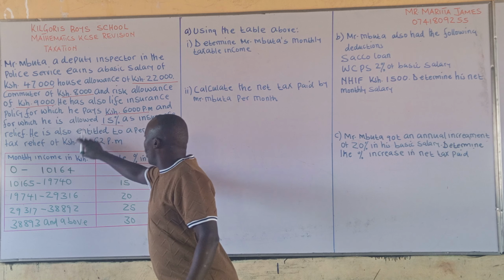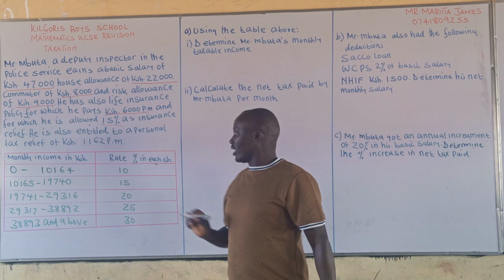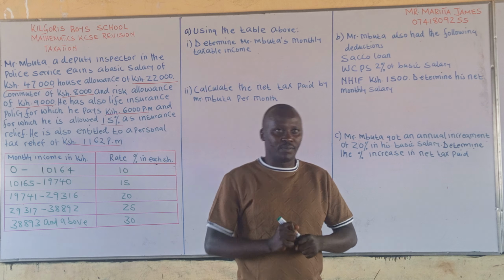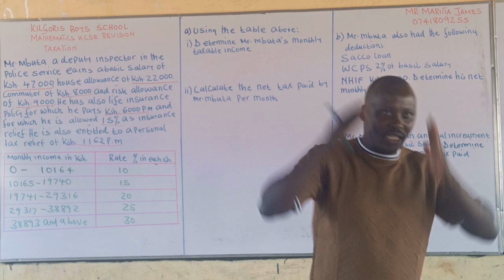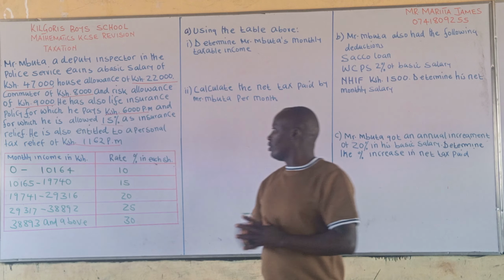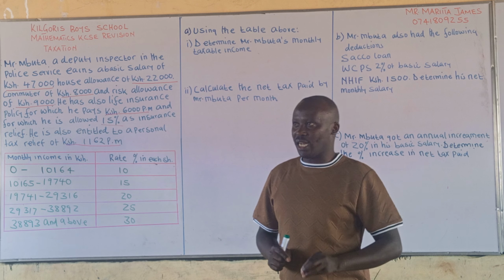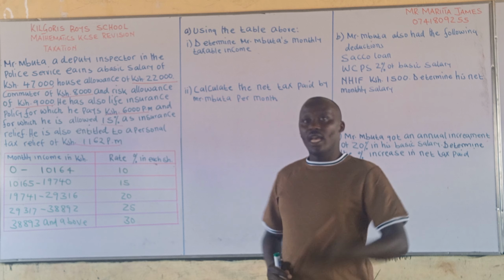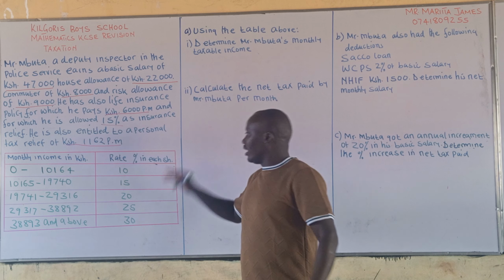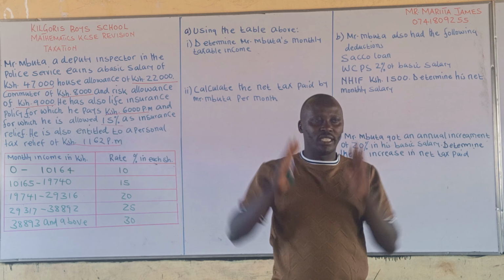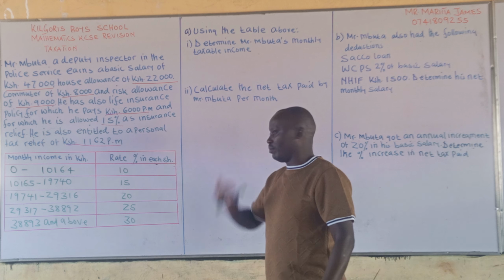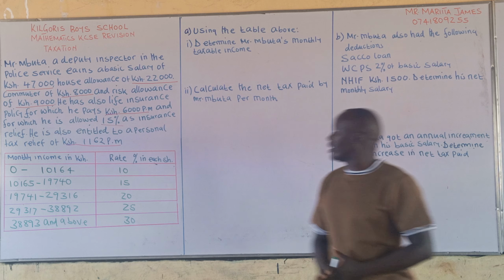Then he is also entitled to a personal relief of Kenya shillings 1,162 per month. So we have two reliefs here: a life insurance policy relief of 15% of 6,000, and a personal relief of 1,162 per month. In the table, we have been given the monthly income in Kenya shillings, and the rate given in terms of percentage: 10%, 15%, 20%, and then 30%.